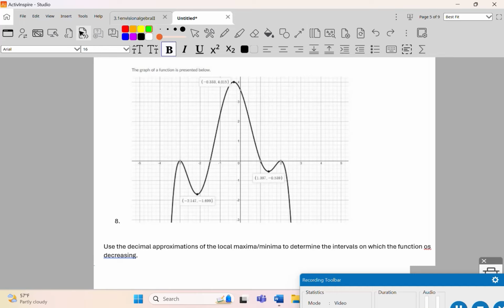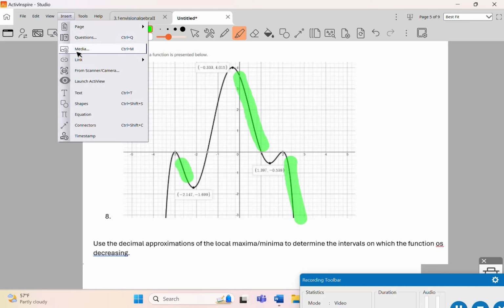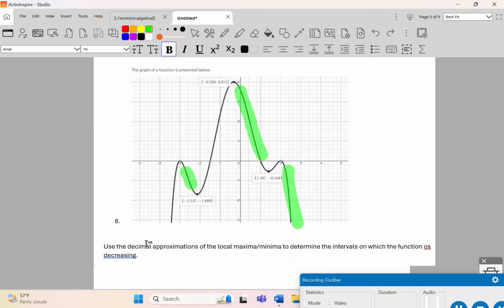All right, the graph of a function is presented below. Using the decimal approximations of the local maximum and minima, determine the intervals on which the function is decreasing. Decreasing means downhill slope, kids. Decreasing means downhill slope. I'm decreasing here to here, from here to here, and from here forever. So this ought to be an easy question. Hopefully you don't miss it.